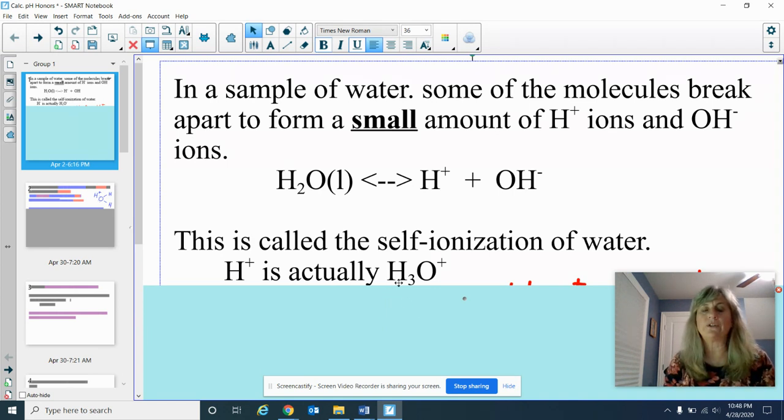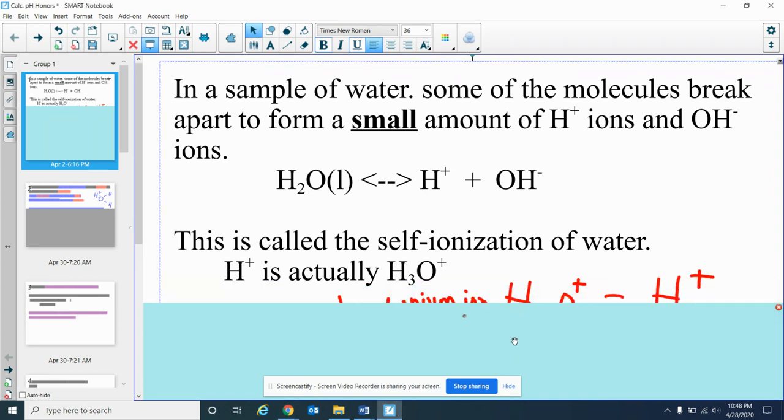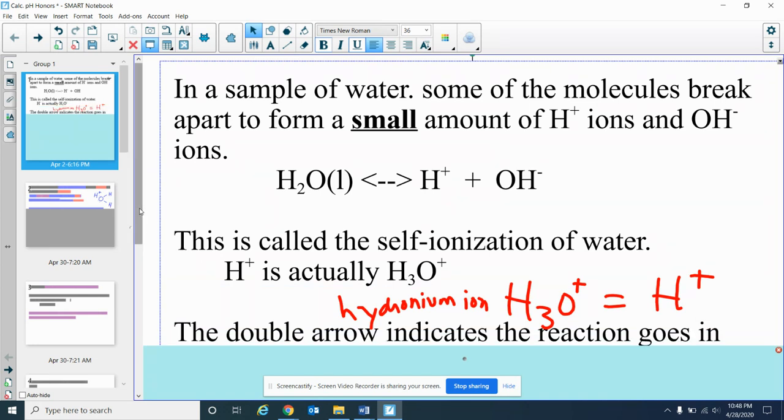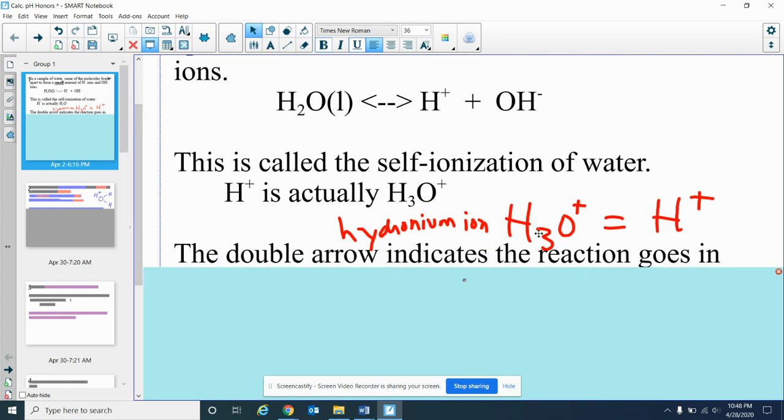And so we're going to look then at how we can use the amounts of those to calculate. When we know the concentration of one of the ions, we can calculate the concentration of the other. Okay, so this H3O plus is called the hydronium ion, and it's exactly the same thing as H plus. It's just putting on a water, because H plus can't just be by itself. It will jump on a water molecule.